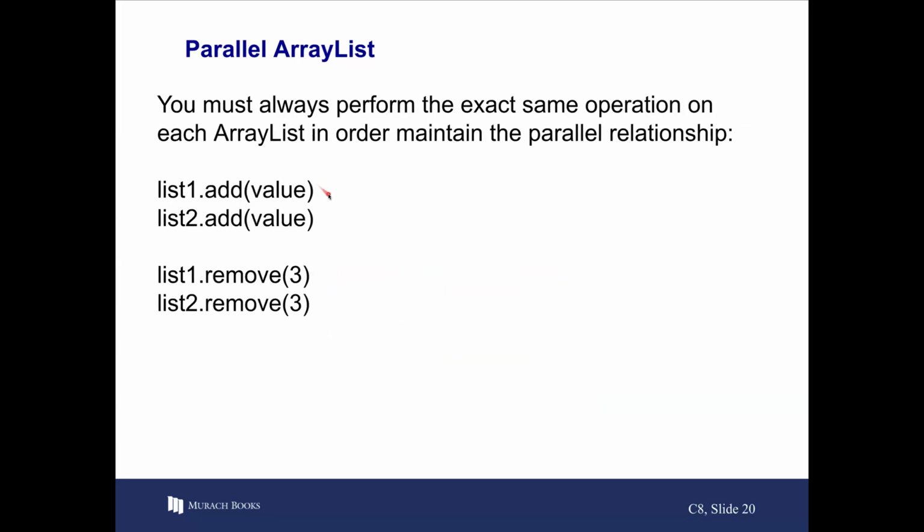It's really important, though, that in order to maintain the parallel nature of the relationship, you have to make sure you do the exact same thing to every list. If I add a value to the first list, I have to add a value to the second list. I have to do it right away within the code, or else my lists will get out of sync. Also, if I remove the third element from one list, I need to remove the third element from the other list. So you have to make sure you are taking steps to keep these parallel. We'll do an example in a subsequent video.